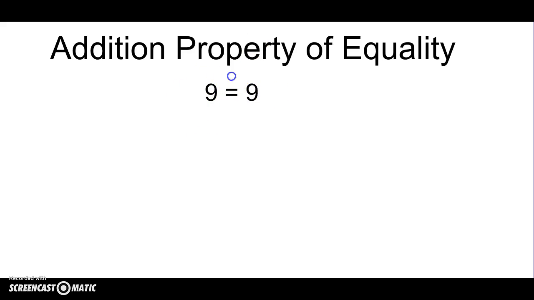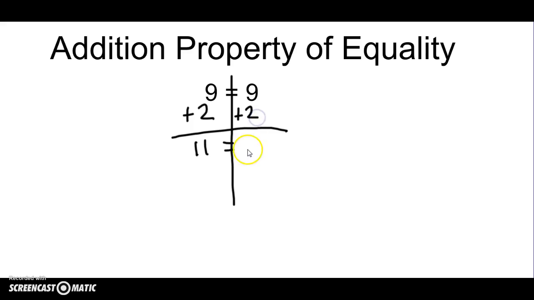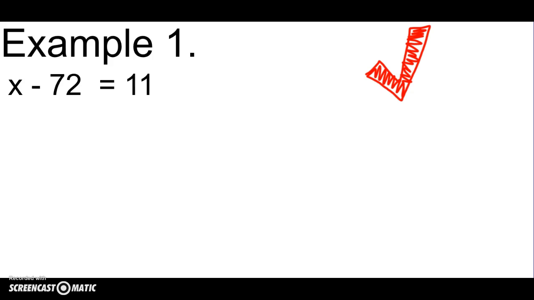Let's see. So if my equation is 9 equals 9, and I add 2 to the left-hand side of my equation, I'll have 11. In order for my final statement to still be true, I have to add 2 to the right-hand side as well, so that my final statement says 11 equals 11. Let's see how this works when we work with variables.